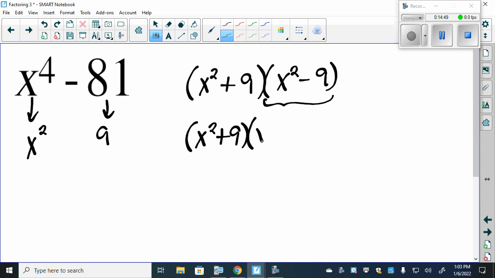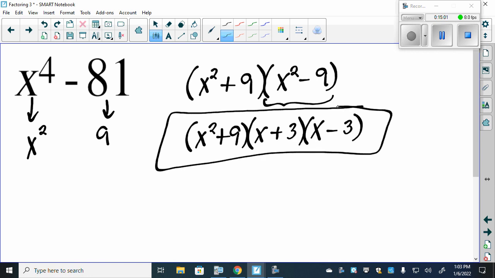So here it would be x plus 3 and x minus 3, and then this would be factored completely. Because the x squared plus 9 is actually not a difference of perfect squares. It would actually have complex roots if we went on and factored it. We'd almost have to solve it to be able to factor the x squared plus 9. It doesn't come out nicely. Any questions on this here?